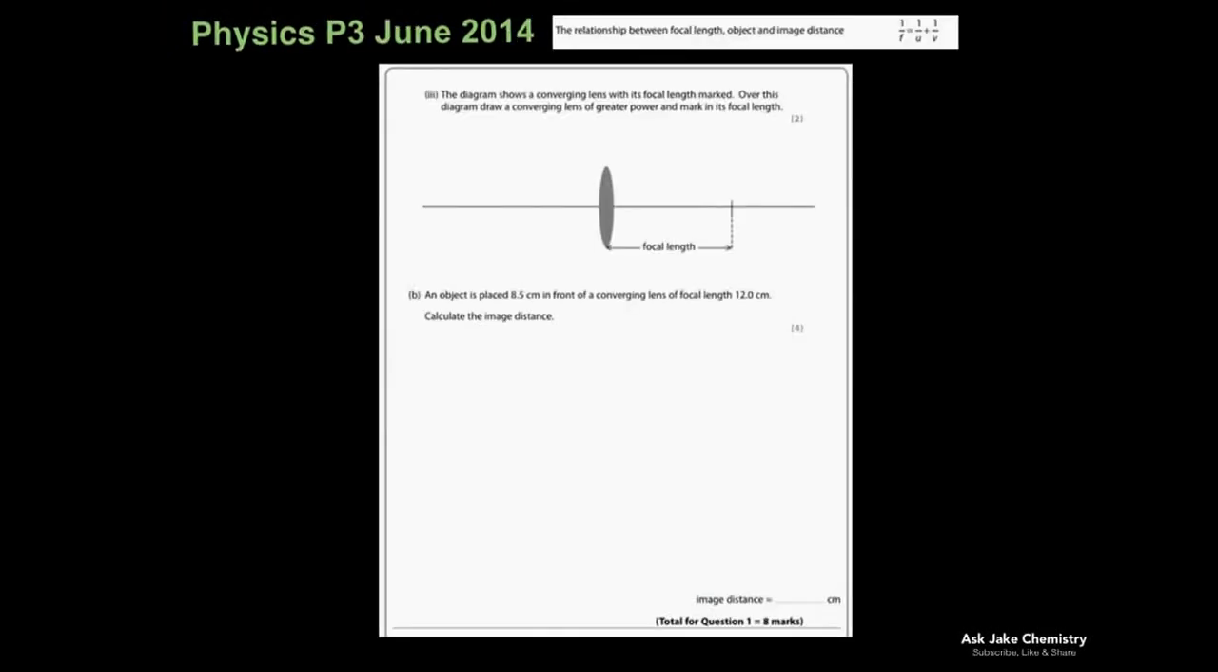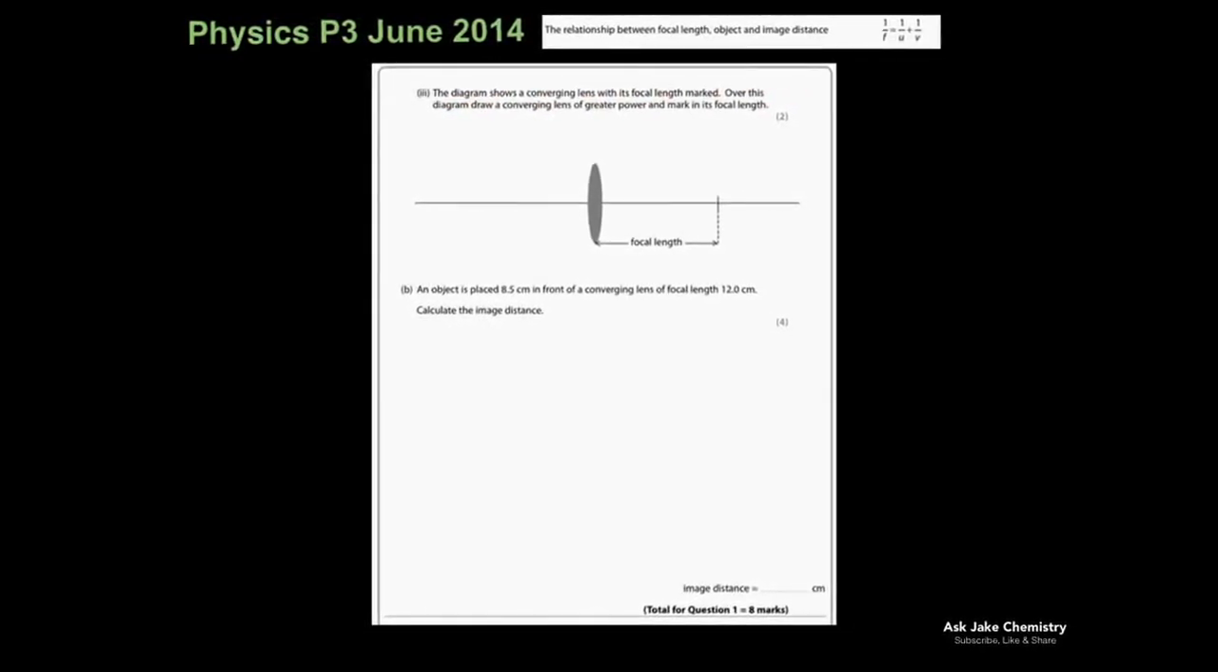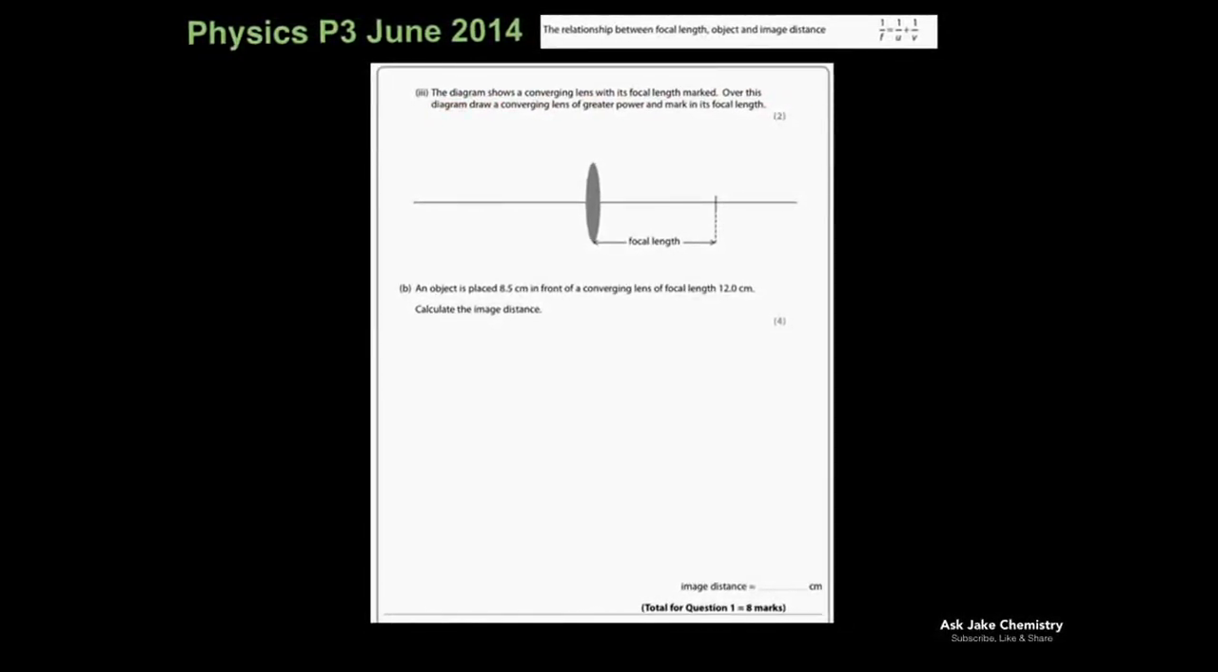For the next question, the diagram shows a converging lens with its focal length marked. Over the diagram, draw a converging lens of a greater power and mark its focal length. So it would have to be, if I draw it on, just above it, around it I mean, like this. So it's really inaccurate, and this will get you the 2 marks. So it's just fatter, so you can have a greater power.